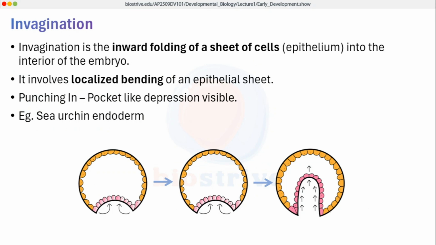Invagination we call inpunching. It is the process of inward folding of a sheet of cells. As you can see, there is inward folding, and at last there will be formation of this cavity which we will call archenteron. So it involves inward bending, specifically inward bending of an epithelial sheet, and there will be formation of this archenteron. This process is most commonly seen in sea urchin endoderm.